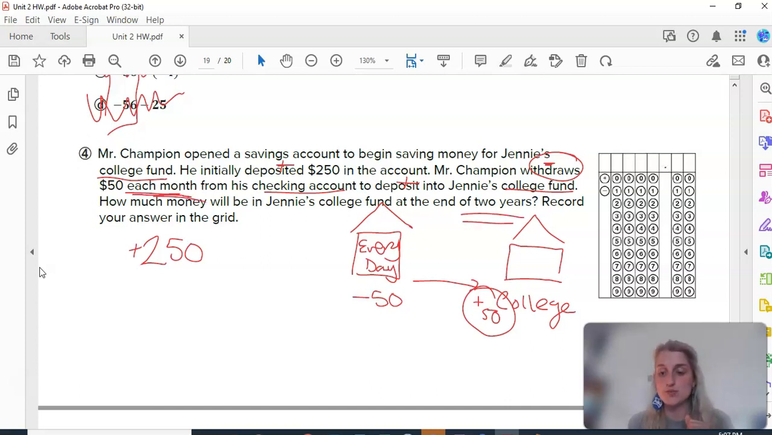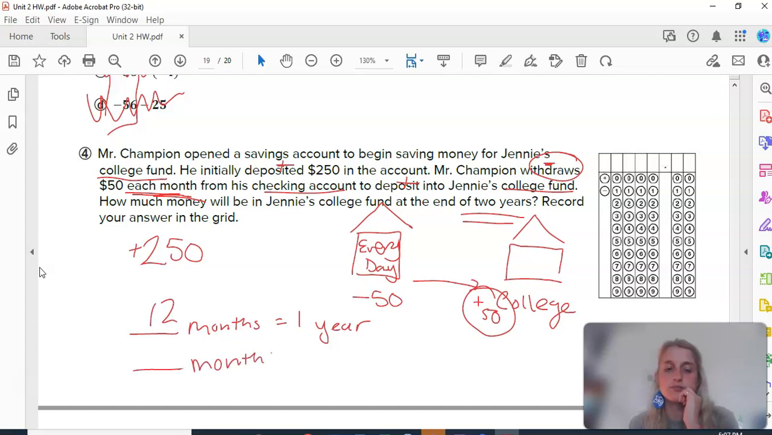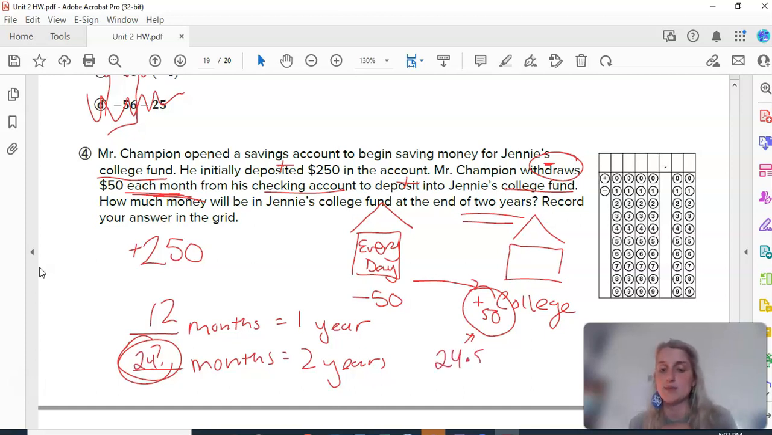for 2 years. So we need to start by saying how many months in a year. January, February, March, April, May, June, July, August, September, October, November, December. 12 months in a year, which means there are how many months in 2 years? This is the number that you're going to multiply times 50 to figure out how much extra got added to her account. So 12 and 12 is 24. You are going to do 24 times 50.